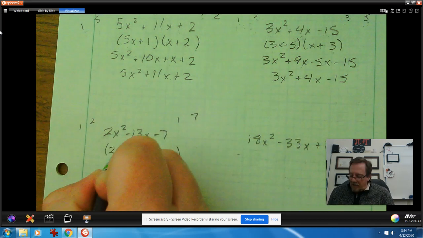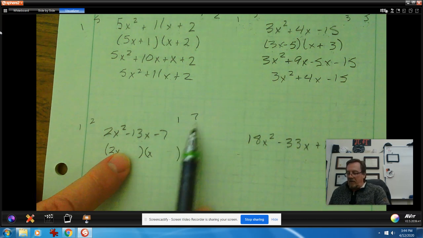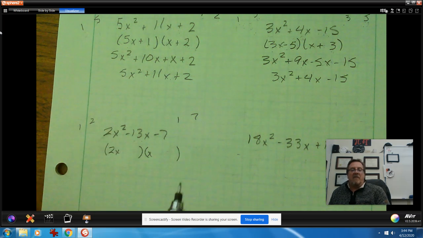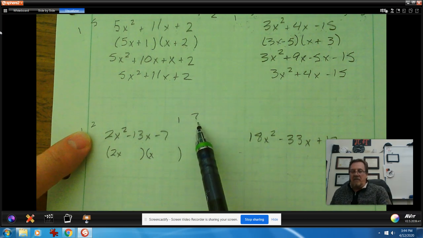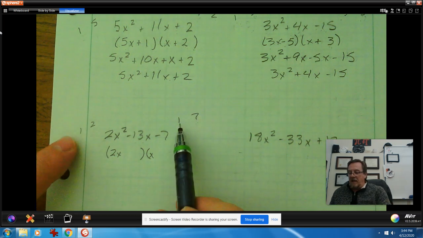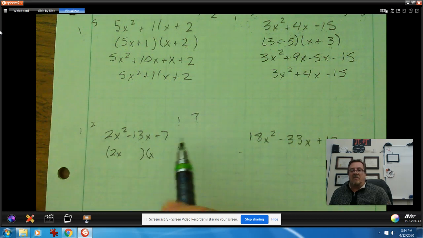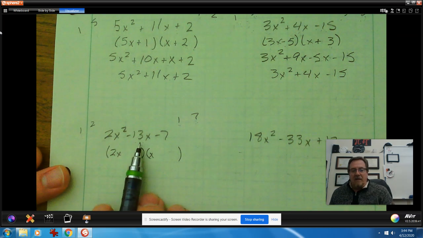So let's start this off and say, well, that's a 2x and that's an x. And now I have to figure out how do I put these numbers into these slots so that when I multiply across and then combine them, I'm going to get to negative 13. And when I look at this, I go, well, 2 times 7 is 14. And remember, the signs are going to be different. So we're really kind of going to be subtracting here. 2 times 7 is 14, and 1 times 1 is 1. So 14 minus 1 would get me to a 13. But I'm going to have to start with a negative 14, aren't I? Because the middle term is negative.